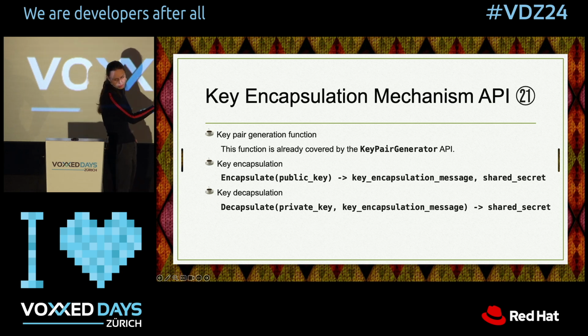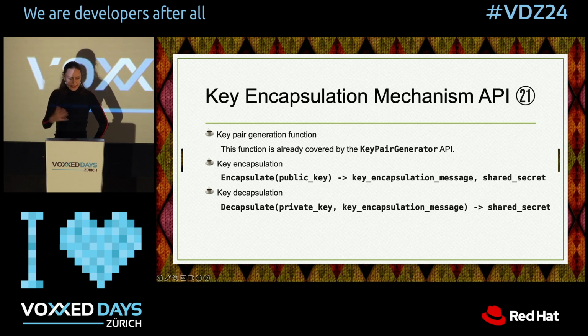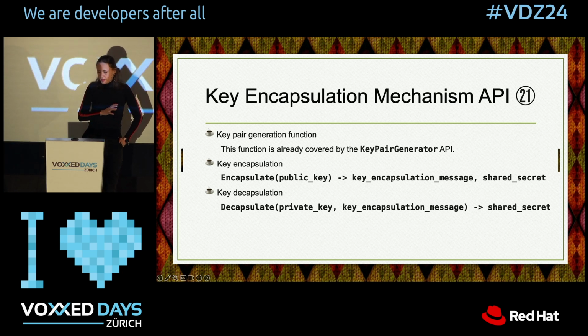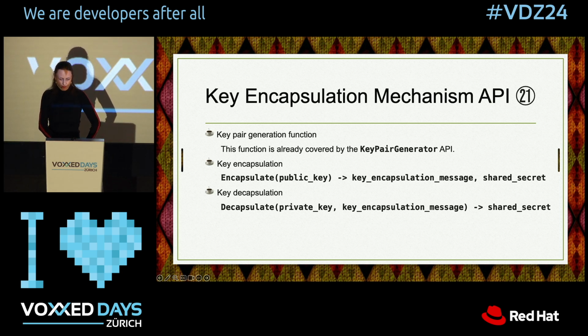and of course, the receiver receives the key encapsulation message and can decapsulate that one thanks to the private key and make sure that they're receiving authenticated data from the right sender.